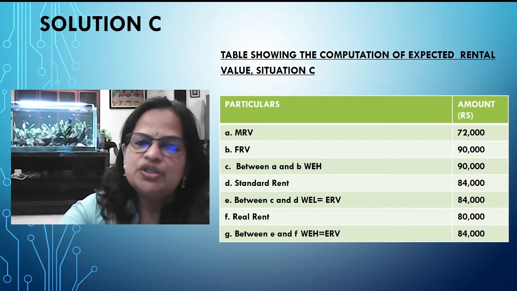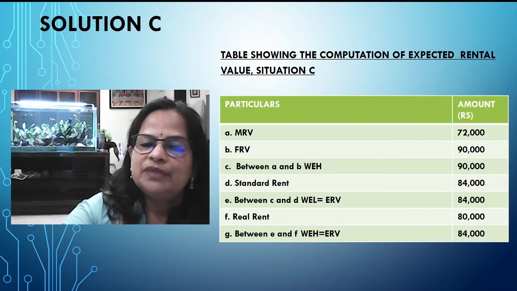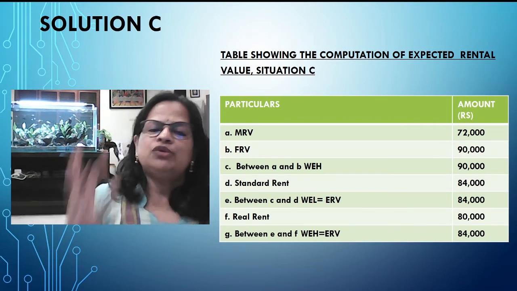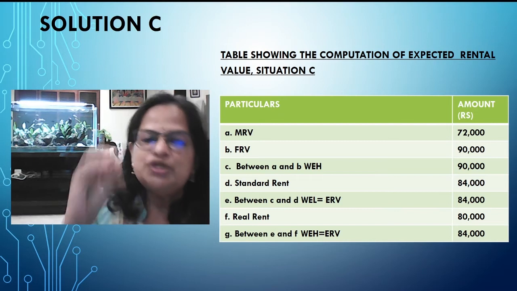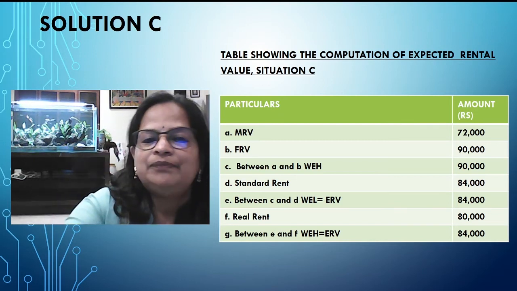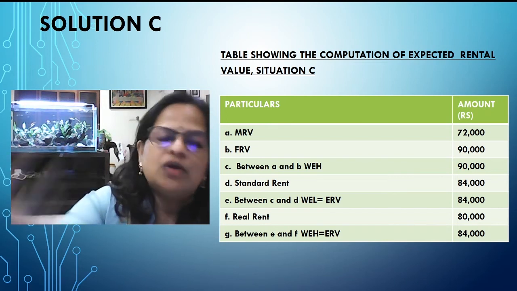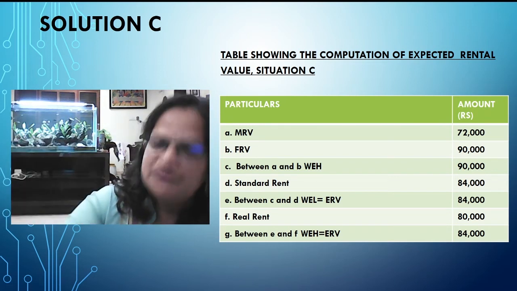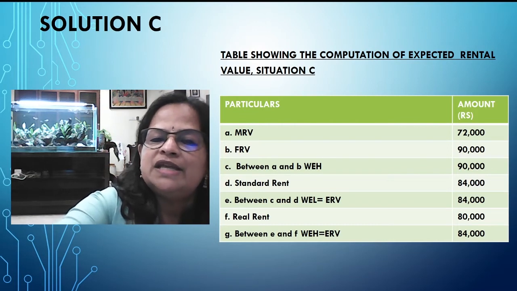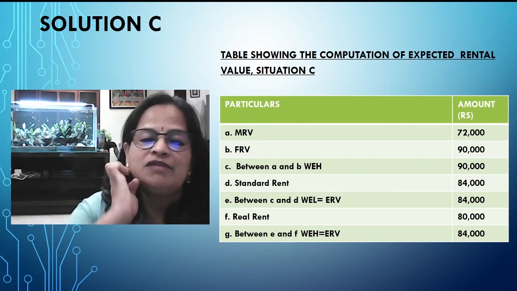Now coming to situation C. Here also all the 4 values are there, how do you do the calculation. This is just to make you thorough with the calculation. Between municipal rental value and fair rental value, whichever is high, that is 90,000. Now compare with standard rent, whichever is less. So between 84,000 and 90,000, 84,000 is the expected rental value.